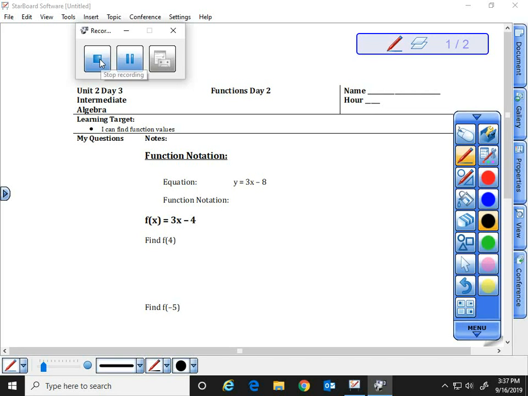Today, Unit 2, Day 3, Functions, Day 2. I can find function values. So let's look at what we mean here. We're going to be looking at an equation, a normal equation, something that you've seen every time, and we're going to change it up a little bit and put it in function notation.